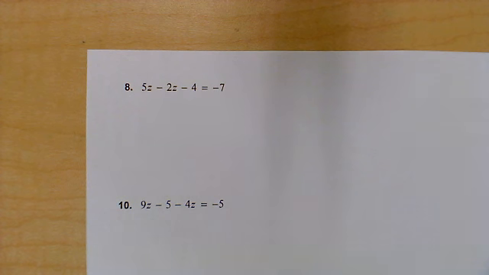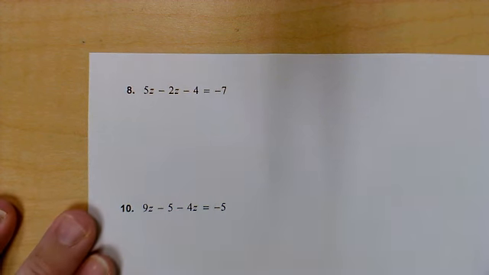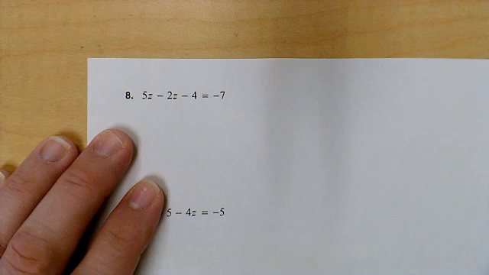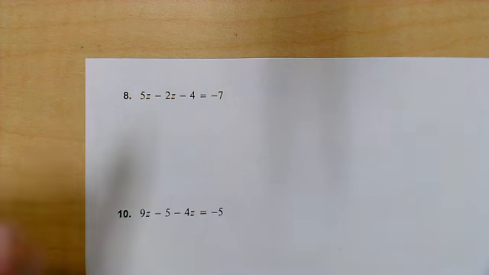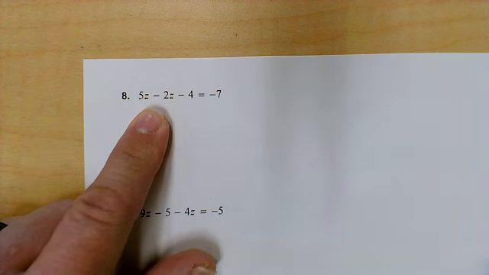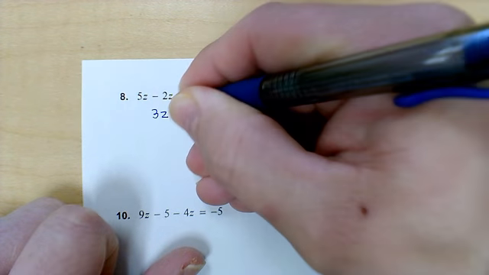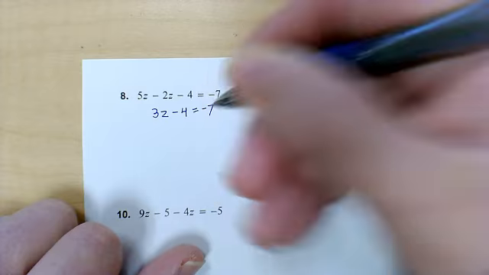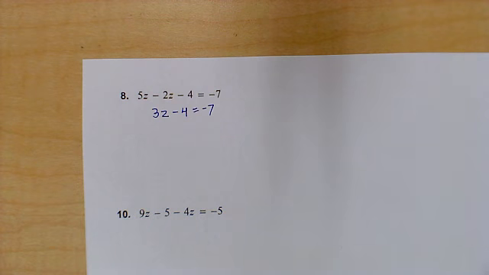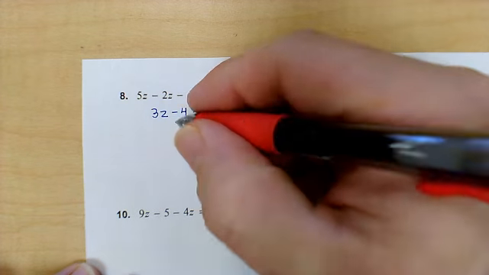All right, going to go ahead and look at number 8, 10, and 14. So on number 8, we yet again have simplification that can happen. There are like terms of 5z minus 2z, which is going to create 3z minus 4 equals negative 7. So yet again, you're seeing this where we need to simplify if possible. Now I'm ready to do my inverse operations.